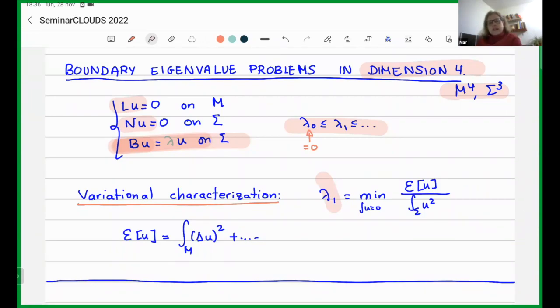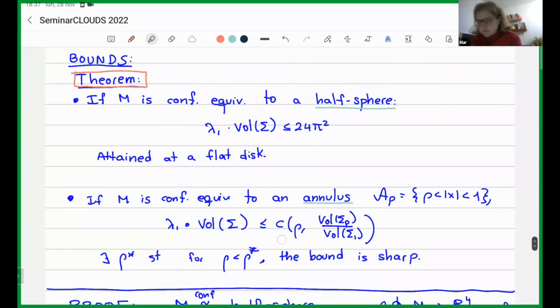You can also write a variational characterization for this problem, in which you minimize over all functions with zero average the energy associated to this operator. Recall that this operator was a bi-Laplacian plus lower order terms. So this energy is the energy of the bi-Laplacian plus all the curvature terms associated to the Paneitz operator, and you divide by the integral of u squared on the boundary. This is standard; you can give it as an exercise. Let's get to the bound. So this is our theorem.